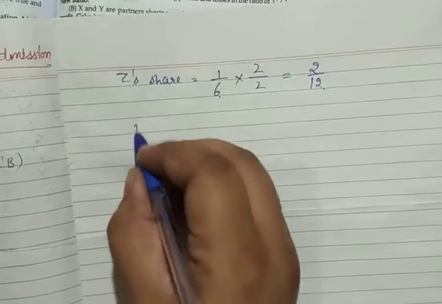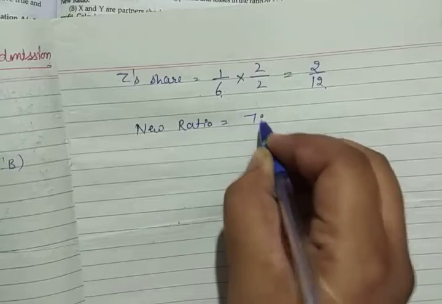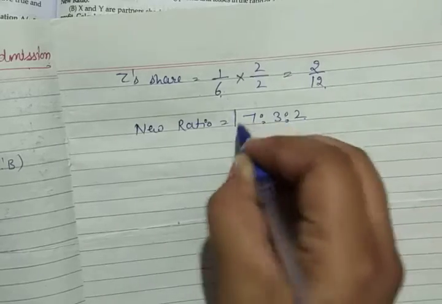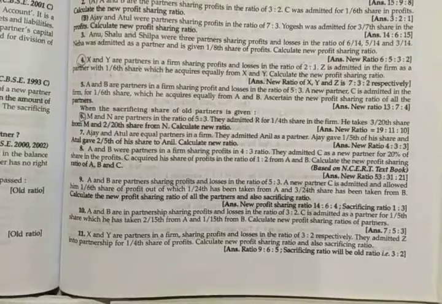So what will be our new ratio? The new ratio becomes 7:3:2. This is our new ratio. I hope you get the question. The next is question number 6.